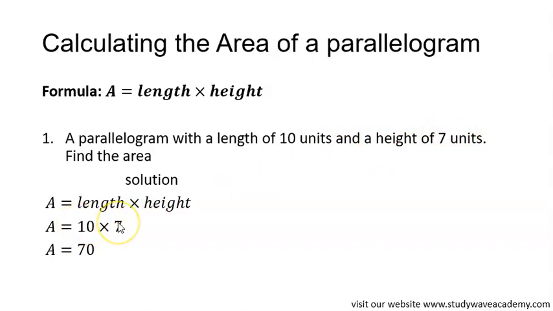So 10 times 7 is going to give us what? When you calculate 10 times 7, what is it going to give you? So the area is equal to 70. 10 times 7 is 70, right? So the area of a parallelogram whose length is 10 units and height is 7 units is 70, okay? 70. Do you understand? Good. So we now know how to calculate the area of a parallelogram, right?